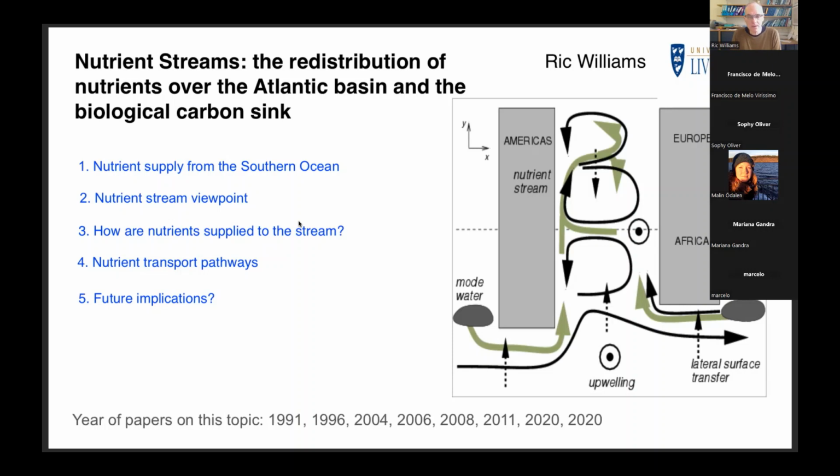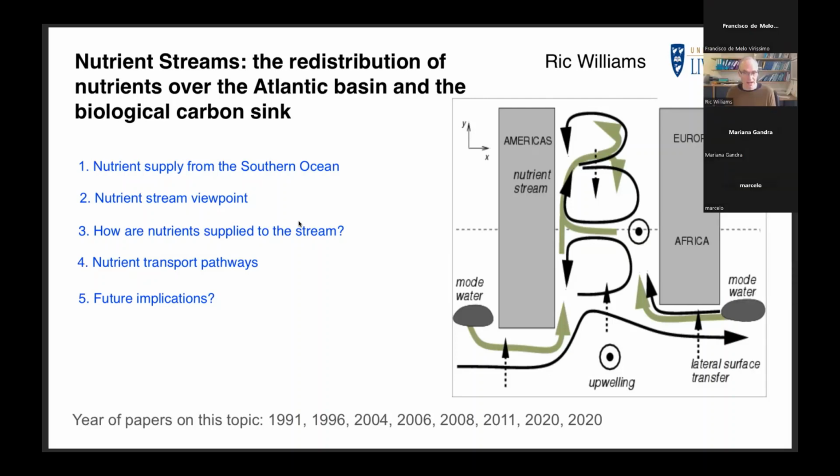But that role of the western boundary currents, or the Gulf Stream, has been less recognized for the biogeochemistry. And it's that role that I wish to address today. There's been a history of papers looking at this. Every 5 to 10 years, there's a kind of burst of papers, and the first one on this was in 1991.